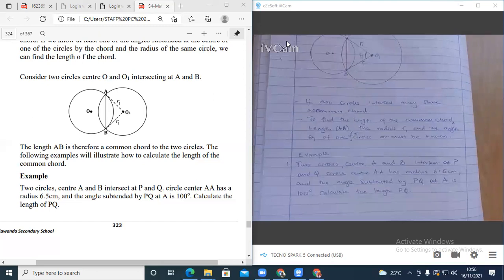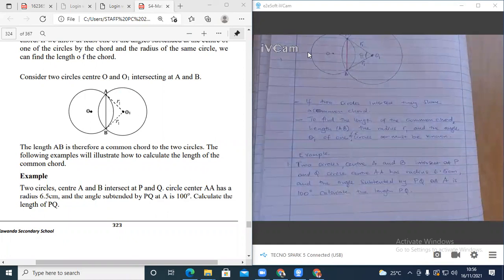I hope everyone has finished writing that. If you have not finished, please hurry up as I read through. So two circles, one has center A and the other B, intersect at P and Q. Circle center A has a radius of 6.5 centimeters, and the angle subtended by PQ at A is 100 degrees. So calculate the length of PQ.